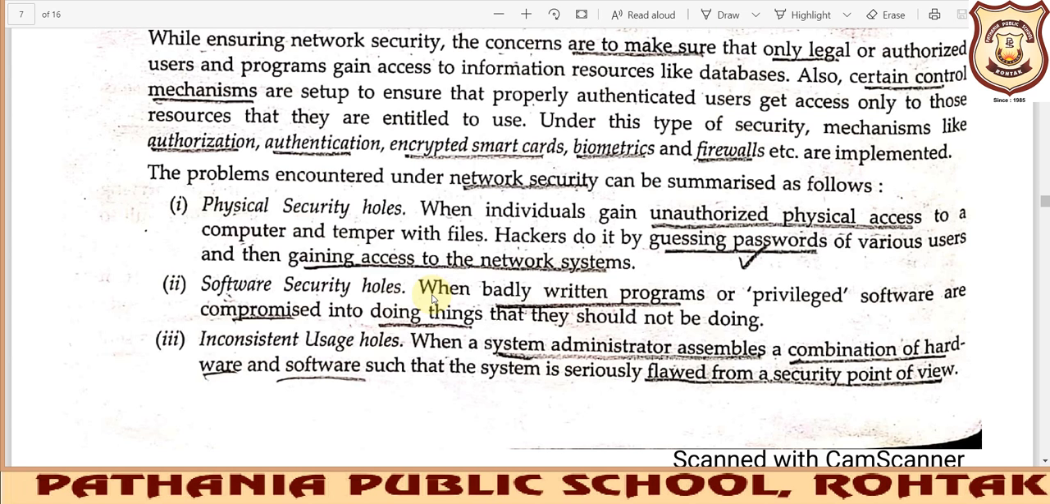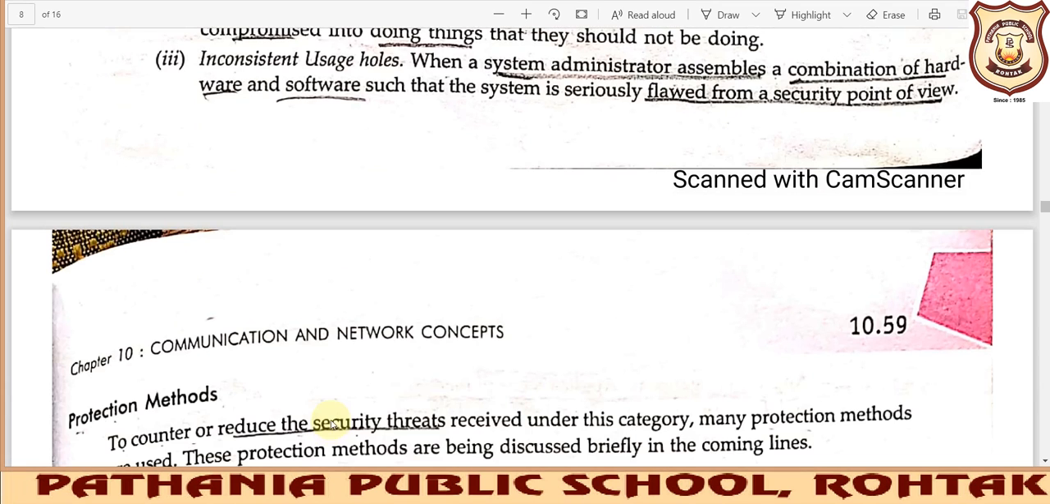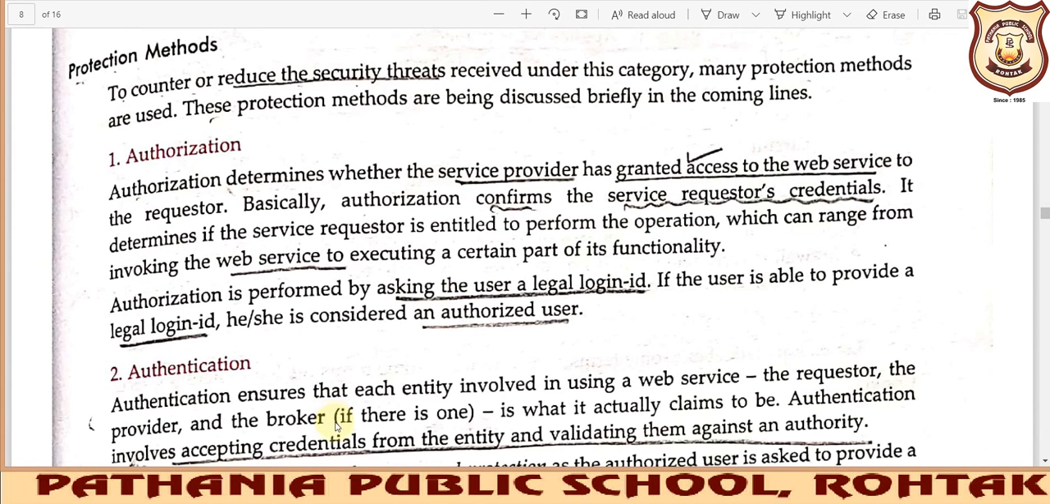Next comes your inconsistent usage holes. Here it is a combination of hardware and software. Basically it is taking the security point of view as much more important. If the things are not being used properly, your hardware or software may get damaged at some point of time. So what protection methods must we take into account to get rid of these security threats?